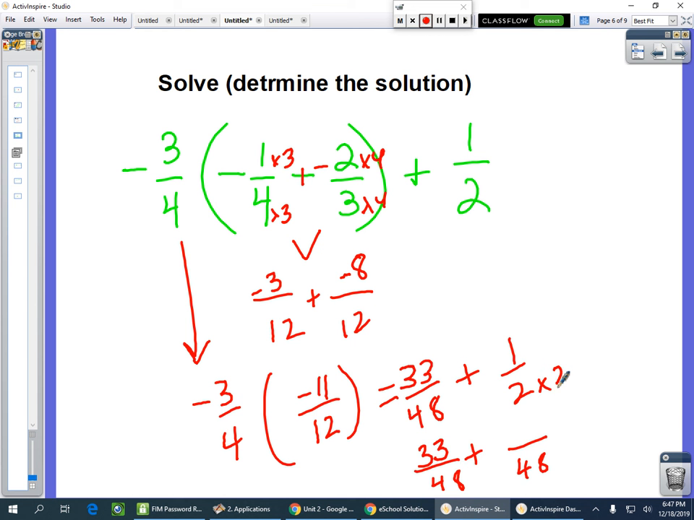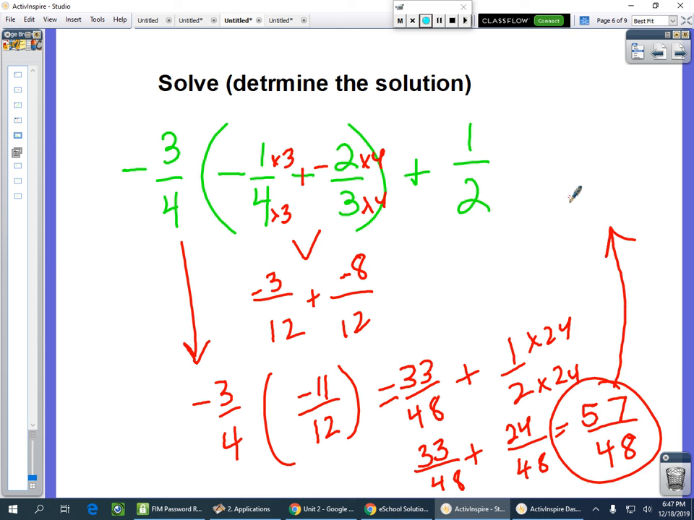Plus, now you have to multiply times 24 to get 48. 24. So now that I have a common denominator, I'm just going to keep the denominator the same because I'm adding. 33 plus 24 is 57 over 48. So that's an answer. However, I would much rather you have it goes in one time with, I believe, 9 left over, because you get 57 minus 48 is 9 48ths. And there's your better answer.